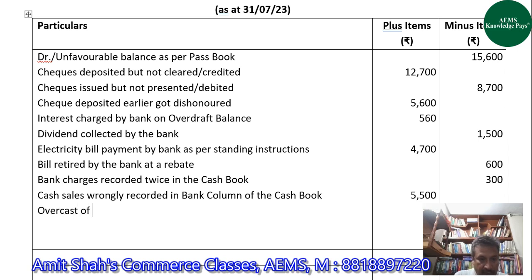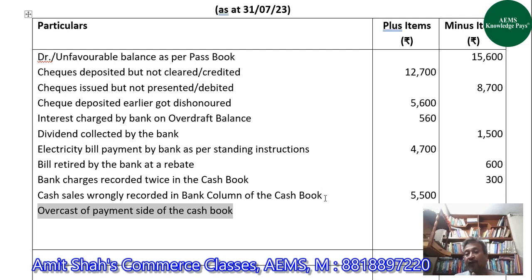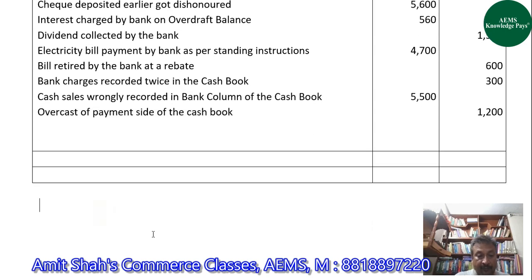Sir, can this be applicable for the receipt side? This is applicable for the receipt side, but in that case, if the receipt side is overcast, then the balance would be more. If the receipt side is undercast, the balance would be less. If the payment side is overcast, the balance would be less. If the payment side is undercast, the balance would be more. What we will write here is overcast of payment side of the cash book. Right, guys? What Aryan asked and what I responded, have you all understood, guys, or not? Yes, sir.